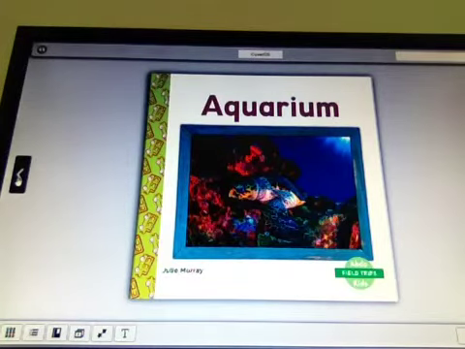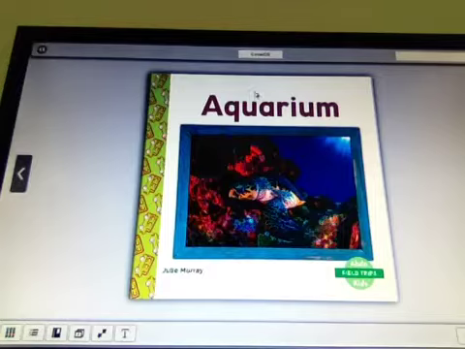When we read nonfiction books, it's important to look at the illustrations or the photographs and to think about the words that the author's telling you. Today we're going to especially look at the relationship between the pictures and the words.